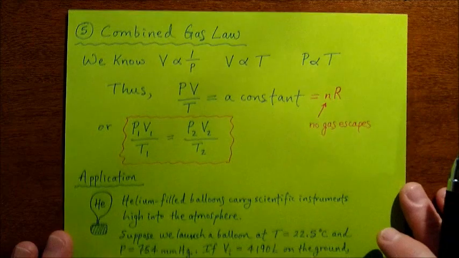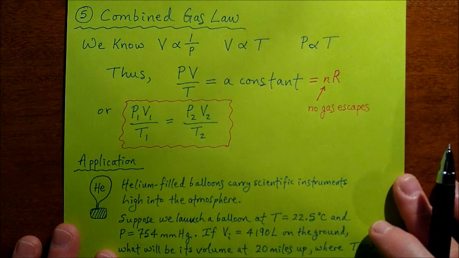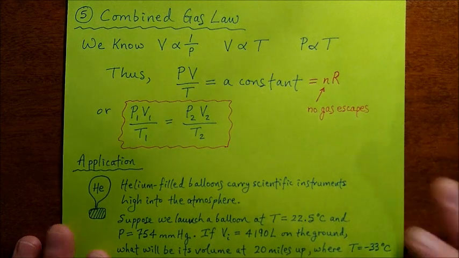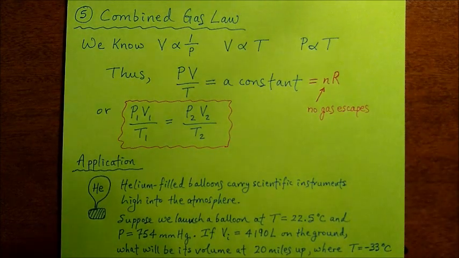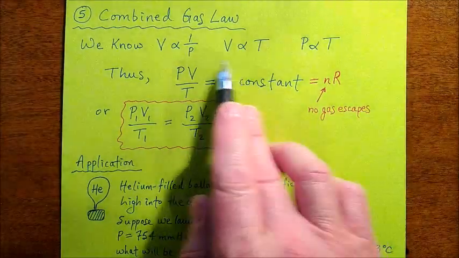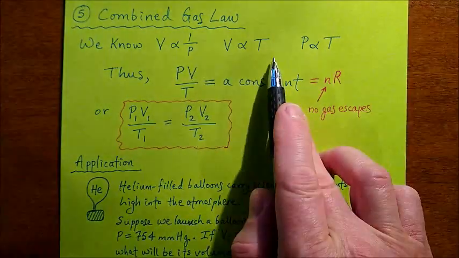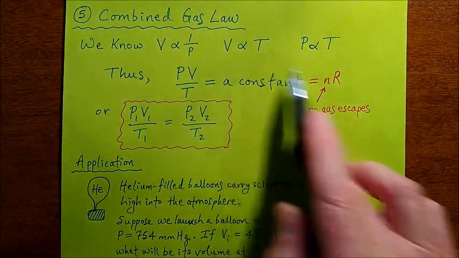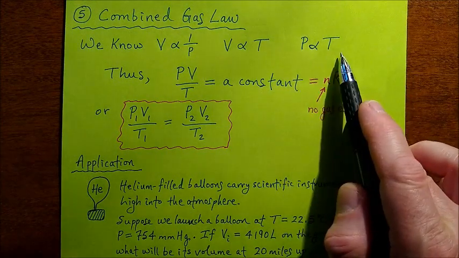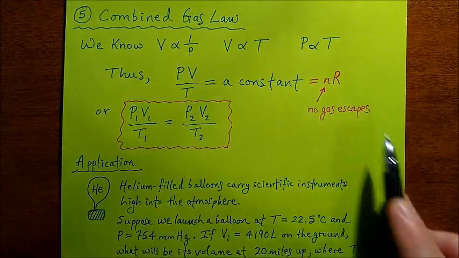I actually forgot, there is a 5th gas law, a simplification of the ideal gas law called the combined gas law. It just is using some math. It takes the three laws we've just discussed. Boyle's law, volume and pressure are inversely proportional. Charles' law, volume and temperature are directly proportional. And Gay-Lussac's law, pressure and temperature are directly proportional. And it combines them into one law.